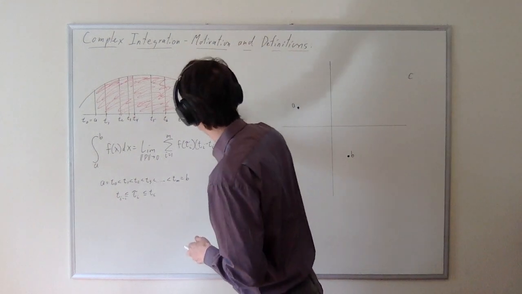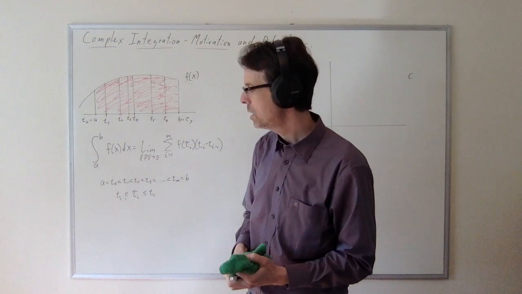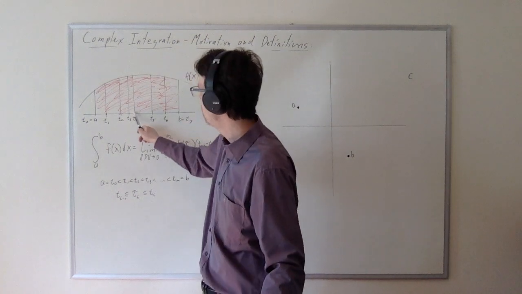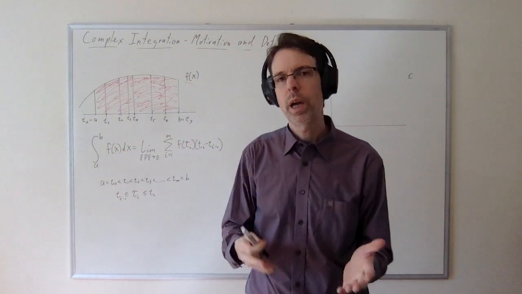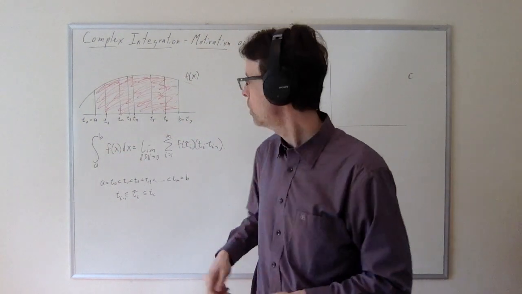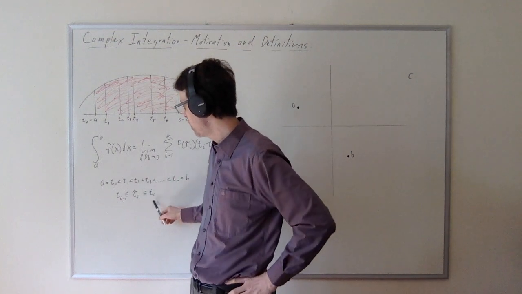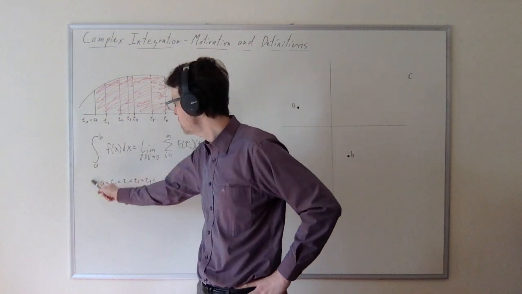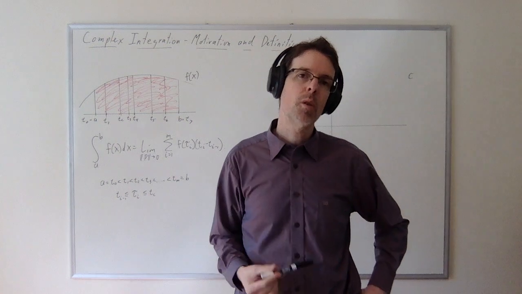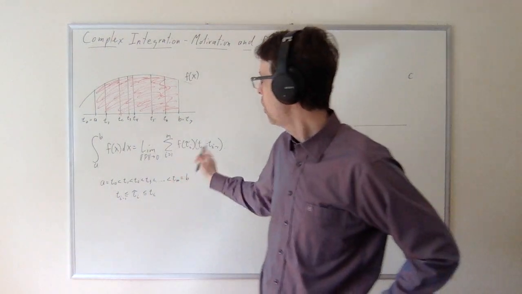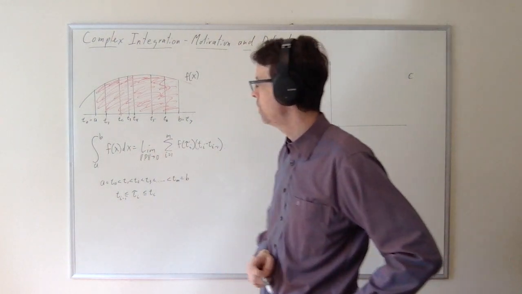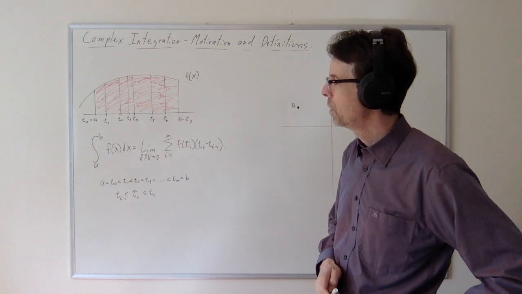The tau i's have to be chosen sensibly, and sensibly means each one has to be chosen to be within the range created by the corresponding rectangle, so that means that it has to be between ti minus 1 and ti. So these are some sanity conditions on the choice of the partition, which affects the whole Riemann sum limit definition of the integral in the real case.